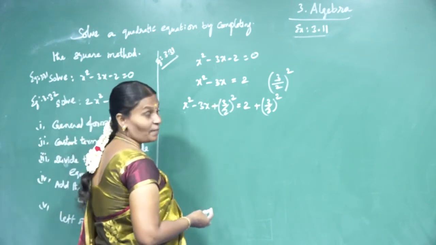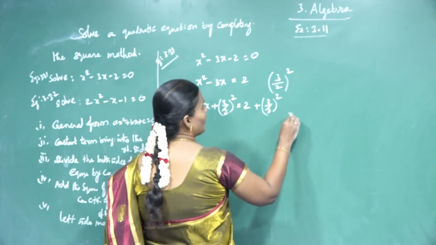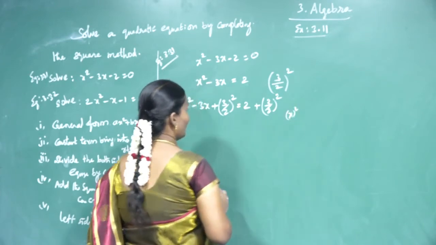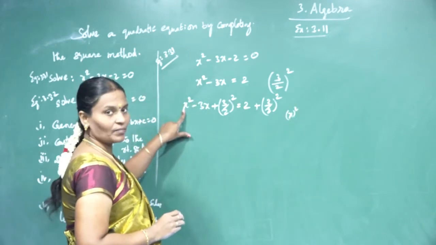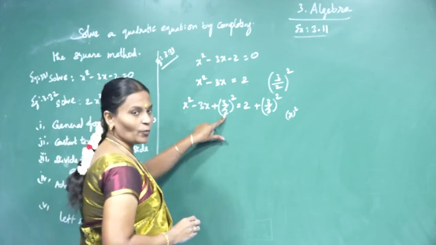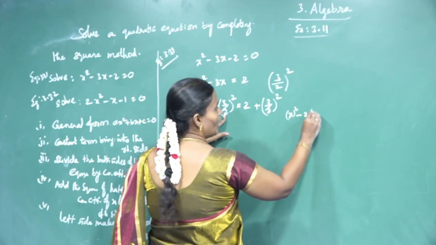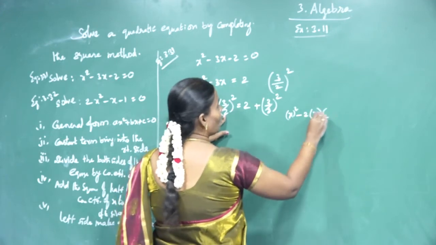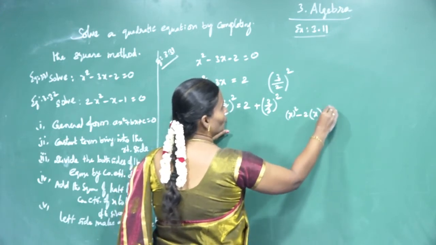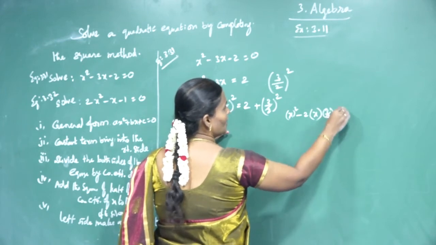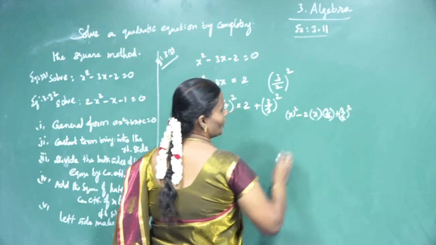Can you check it? Yes. Here, x is the whole square, so the a term is x. What is the b term? 3 by 2. So a square minus 2ab. What is b? 3 by 2. Plus 3 by 2 the whole square.